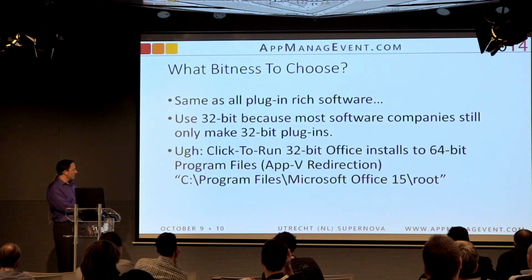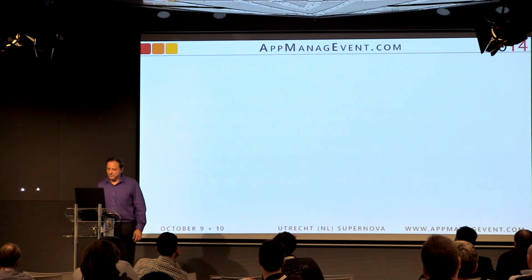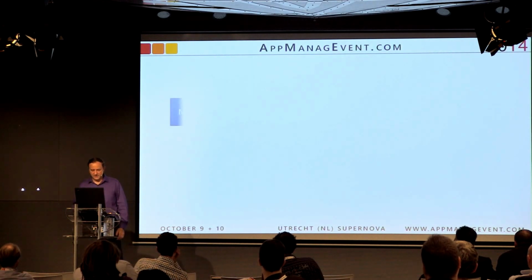This Office folder that normally goes under Microsoft Office, then a subfolder. So when you see this, you know it's a click-to-run deployment. And under here will be your 32-bit executables. So that will probably create some confusion at times.